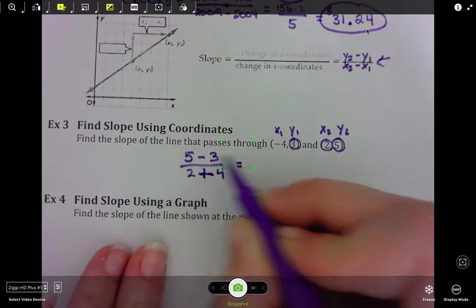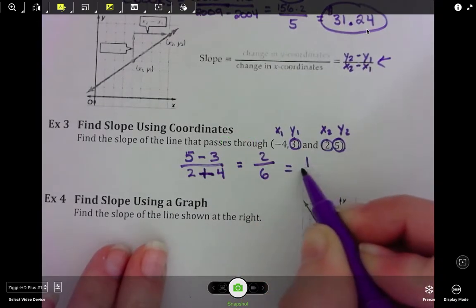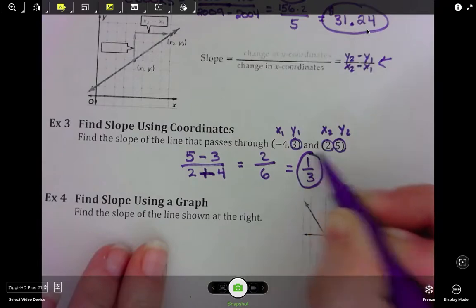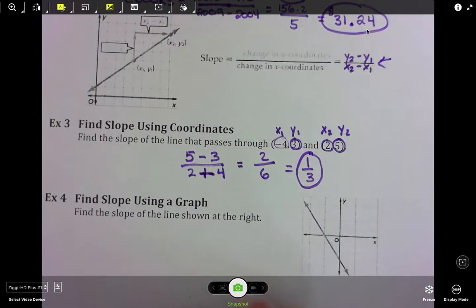And you're going to have 5 minus 3 is 2. 2 plus 4 is 6. Or 1/3 is your slope from those 2 points. Okay? So from -4, 3 to 2, 5, 1/3 is the slope.